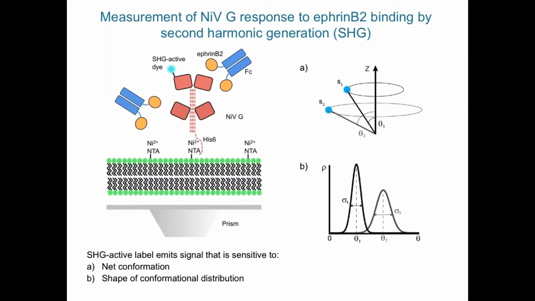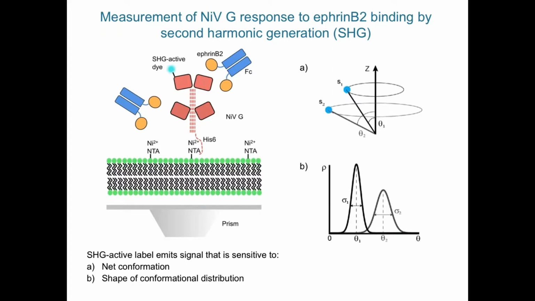In our experimental setup, purified Nipah-G ectodomain protein is bound via His6 tags at the membrane proximal end of the stalk to an INTA head group containing supported lipid bilayers. The sample is illuminated by a laser that creates SHG at the bottom of the well. Signal from an SHG active dye covalently conjugated to Nipah-G is then monitored over time.